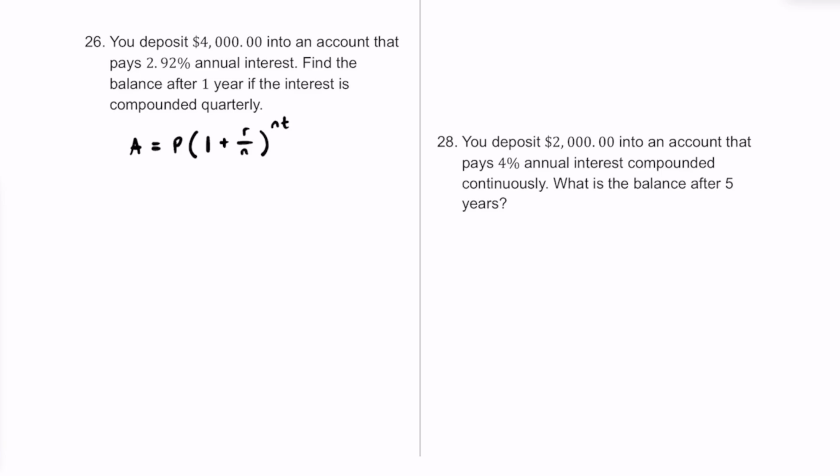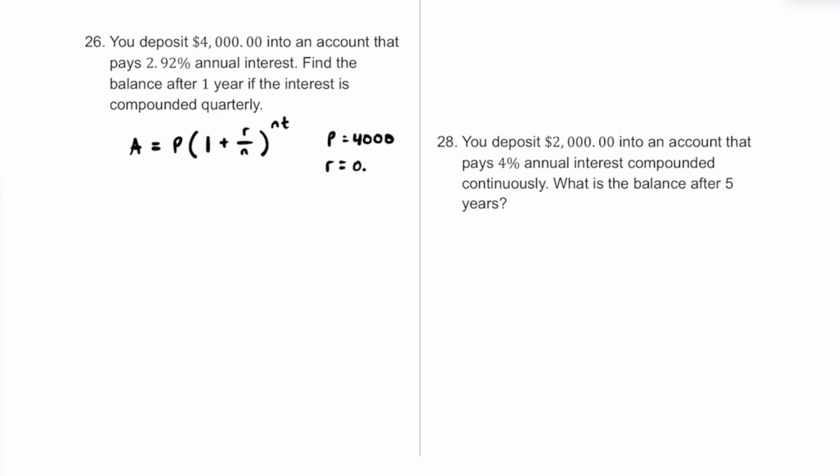Okay, so what do we know? Well, we know the principal amount here. We know P is going to be 4,000. That's the amount we're putting into the account. The interest rate we know is 2.92%, but we're going to have to turn that into a decimal. So slide that decimal point twice to the left, or divide it by 100. That's how you convert percents to decimals.